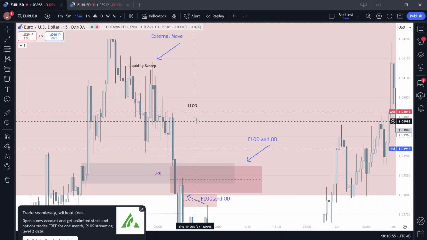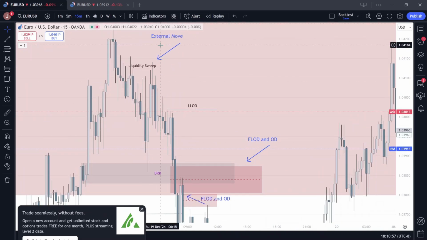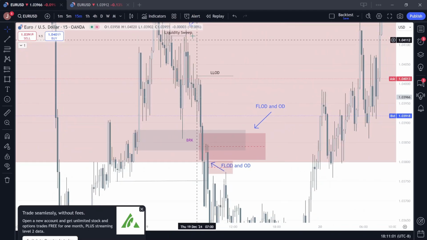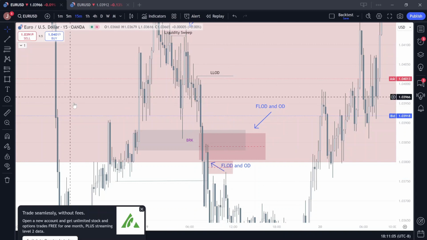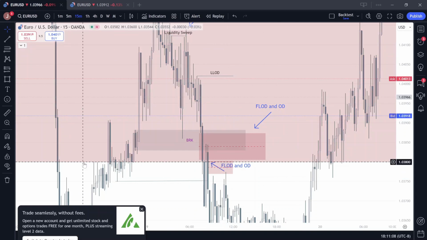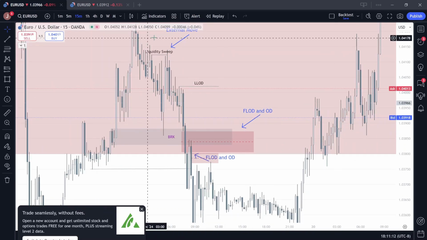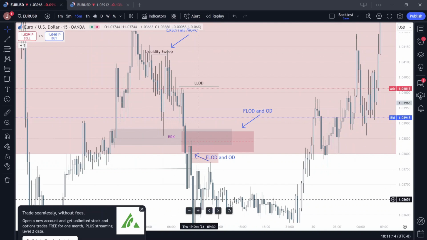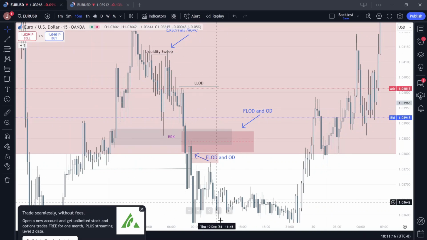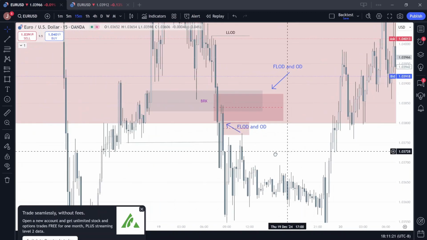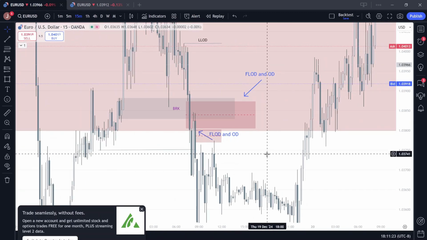As mentioned previously, this was an external move, so a liquidity sweep. An internal move would be price respecting the PD array. So in this case, the higher time frame PD array on the 4 hour, this is what it is respecting. So we continue in the direction of the PD array, so we're respecting it because this is a bearish fair value gap. And then this is where we have our FLOD and OD.